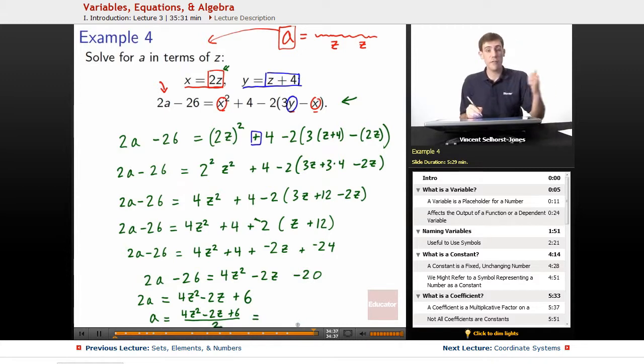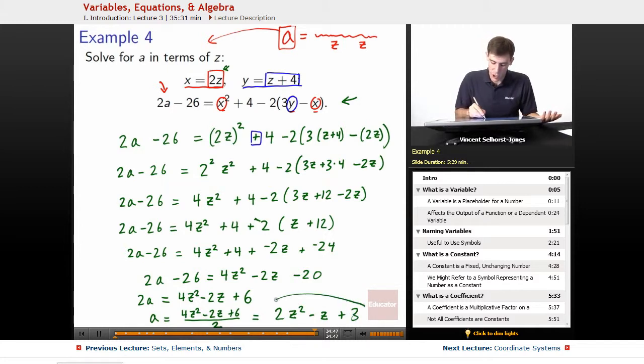And we can simplify that. 4z squared becomes 2z squared. Minus 2z becomes minus z. Plus 6 becomes plus 3. So it's a equals 2z squared minus z plus 3. A equals stuff just involving z. We've solved for a in terms of z.